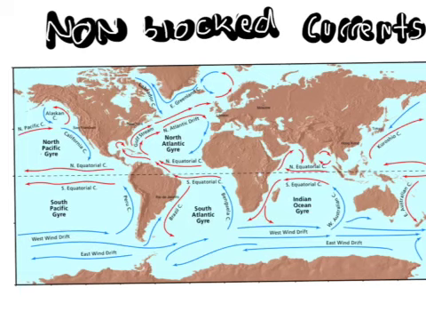This here is a map of the world, as you can see, showing currents. Currents are these lines, either blue or red. Red meaning warm water, blue meaning cold water.